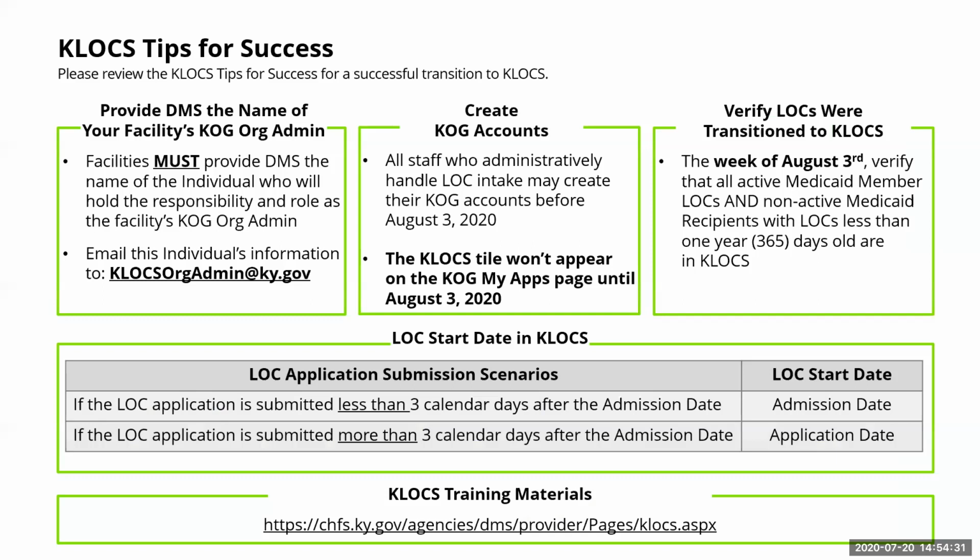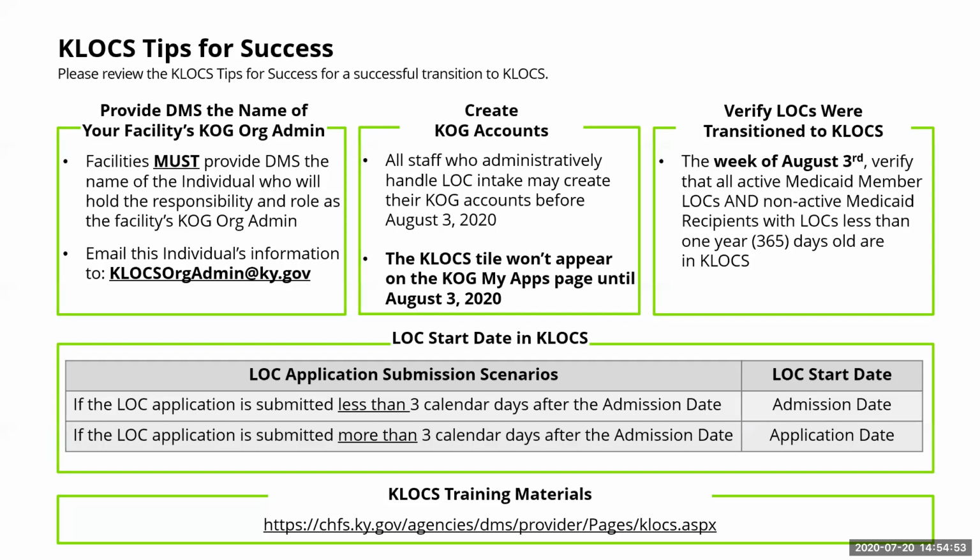And then something else to note here is we do have some tips for success, because you're probably thinking, okay, this is going to be a big transition. What do I need to do to get my facility ready? So probably a lot of you have heard this, but each facility needs to provide DMS the name of someone to act as the COG org admin, and we will be going into COG momentarily.